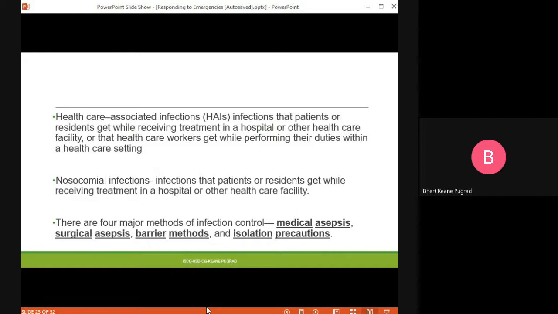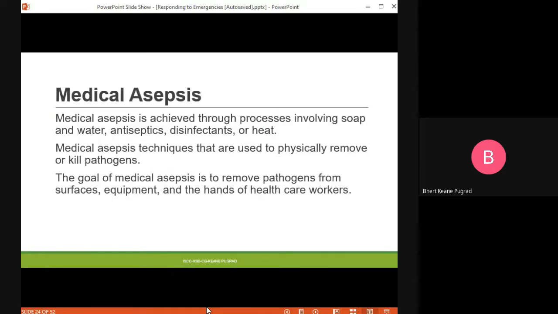So we have your medical asepsis, your surgical asepsis, your barrier method, and your isolation precaution. So what is medical asepsis? Your medical asepsis is a technique that is used to physically remove or kill the pathogen. The goal of medical asepsis is to remove the pathogen from the surface, from the equipment, and from the hands of the health workers. This can be achieved through hand washing, using of antiseptic and other disinfectant agents, and heat or sanitation.